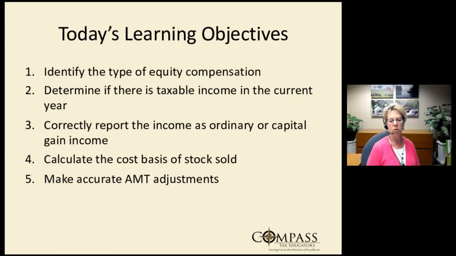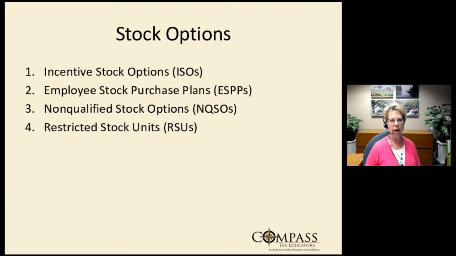We're going to show you how to correctly report the income as either ordinary income or as capital gain income. We're going to calculate the cost basis of any stock that is sold. And based on what I'm seeing on message boards, this is a huge issue for many of us. And so I hope you walk away with some very concrete ideas and ways to figure out what the correct number is. And then we'll talk a little bit about AMT adjustments. When is that necessary and what does that look like? So that is where we are headed.